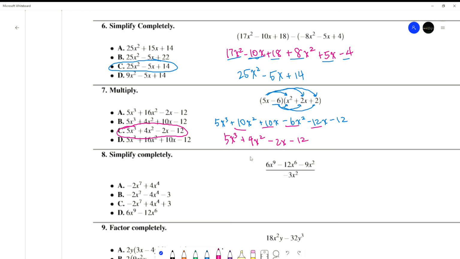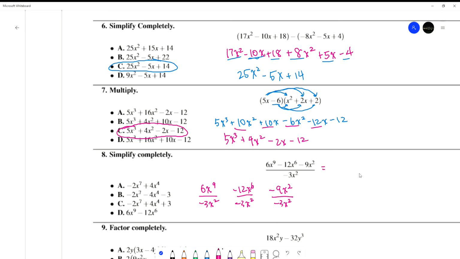Number 8, we got a polynomial divided by a monomial, right? So you take the monomial, divide it into each term in the numerator. Right, so what does that look like? That's 6x to the 9th over negative 3x squared, negative 12x to the 6th over negative 3x squared, negative 9x squared over negative 3x squared.